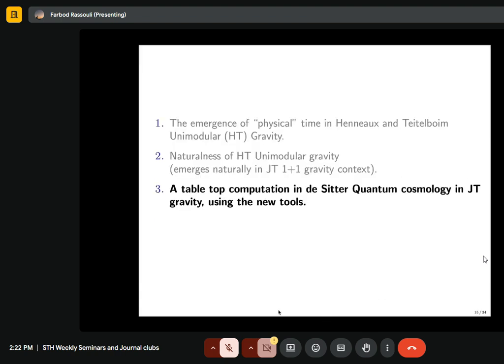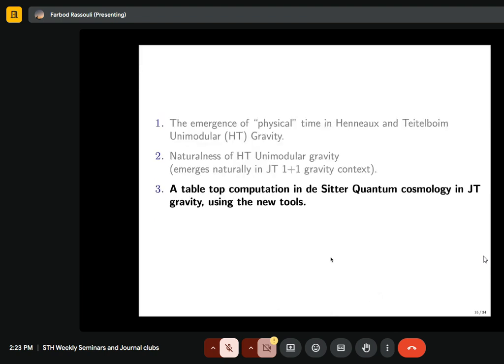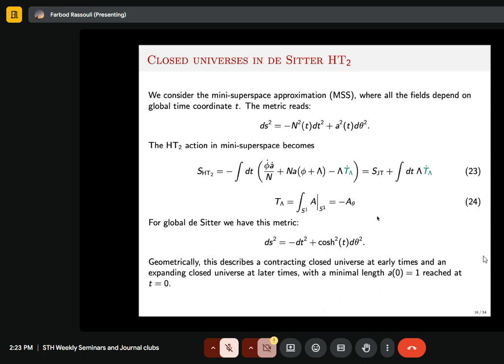Okay, now that we have basically our unimodular gravity, we can do a tabletop computation just to show you what exactly it does. Because now it looks like I'm saying too many complicated words, but let's try to dissect it better. So we can do a tabletop computation in de Sitter and see what the new tools are going to give us. Let's see. So we will do closed universes in de Sitter, and we do a minisuperspace approximation, which is in 2D very similar to ADM, so it can be uplifted to ADM.